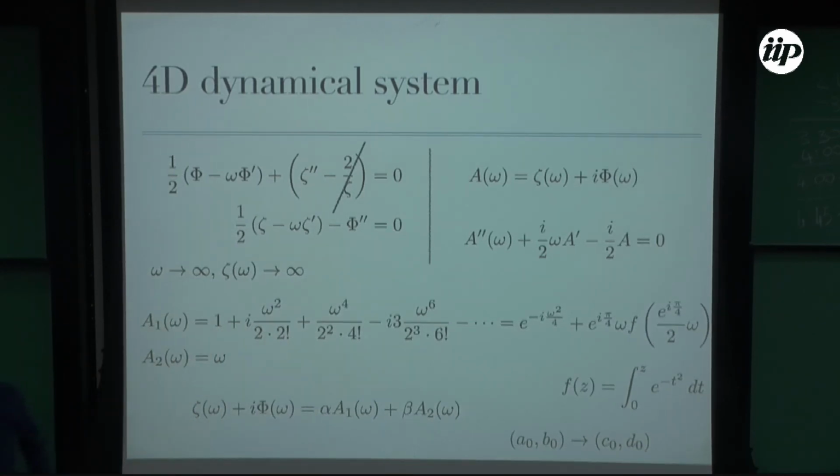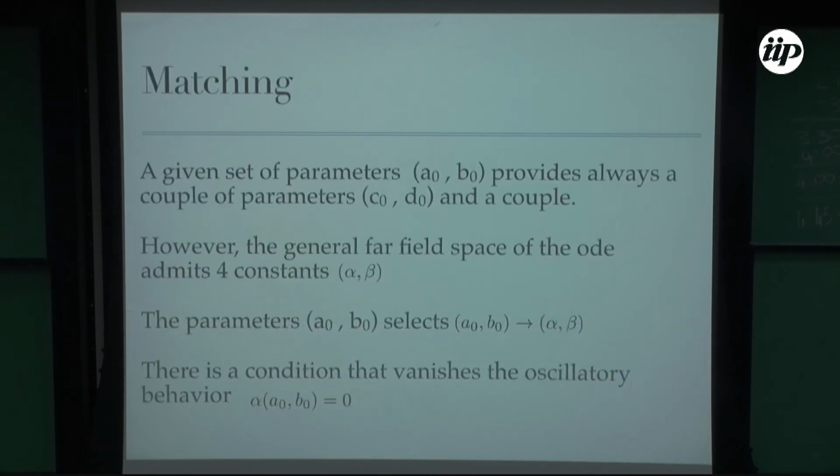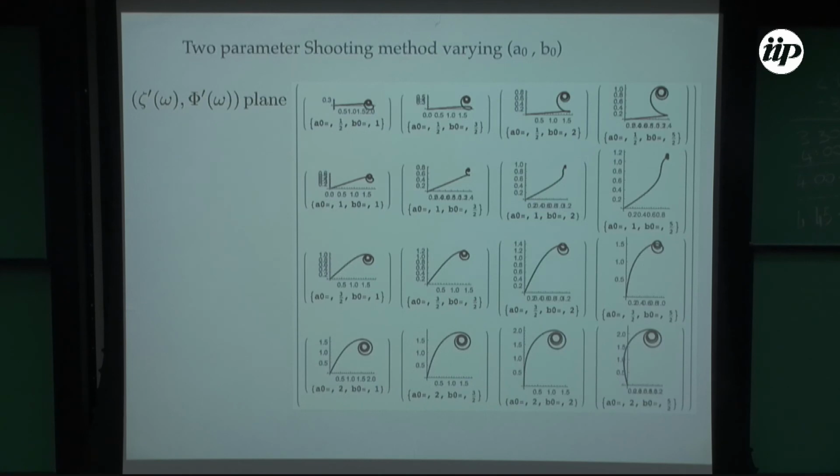And that gives the value of A0, B0. And with A0, B0, the integration provides you the C0, D0. This is the idea that is expressed in this transparency. You don't need to read.